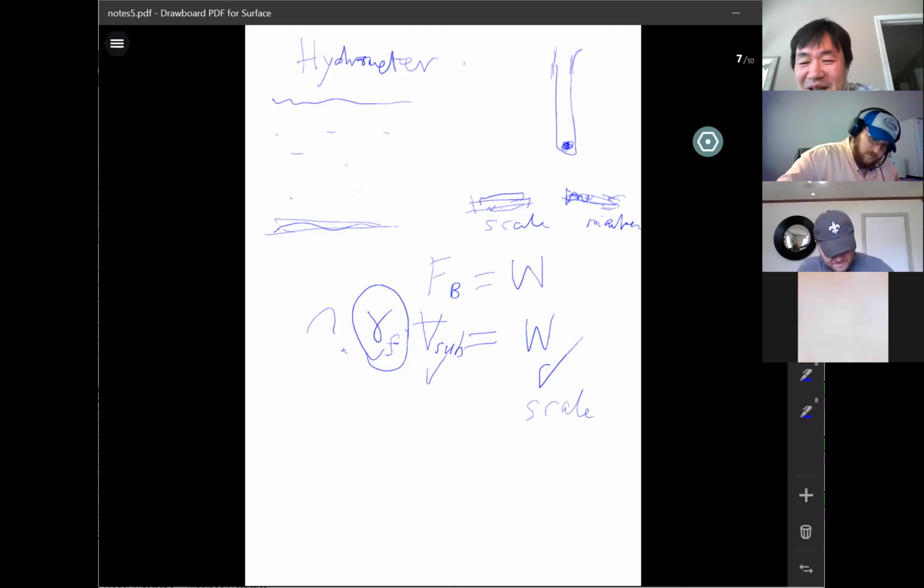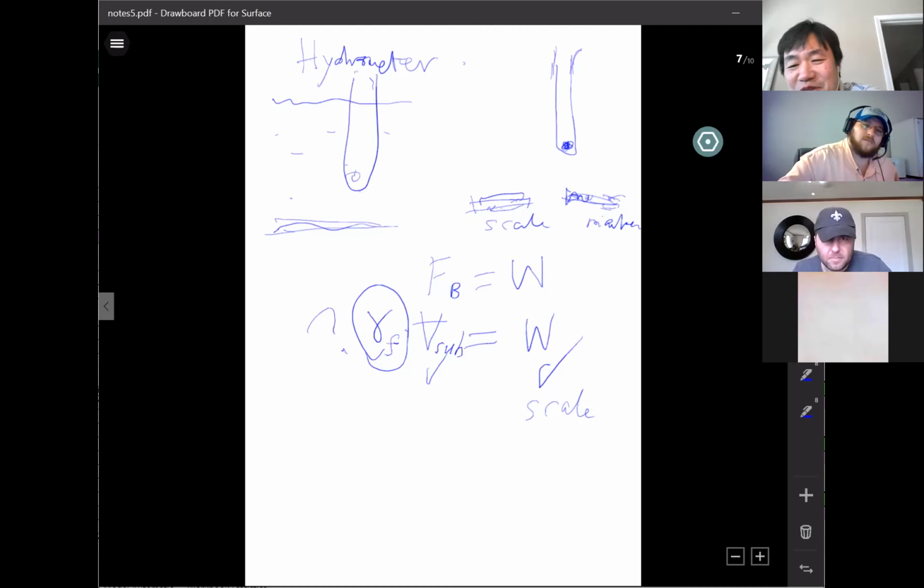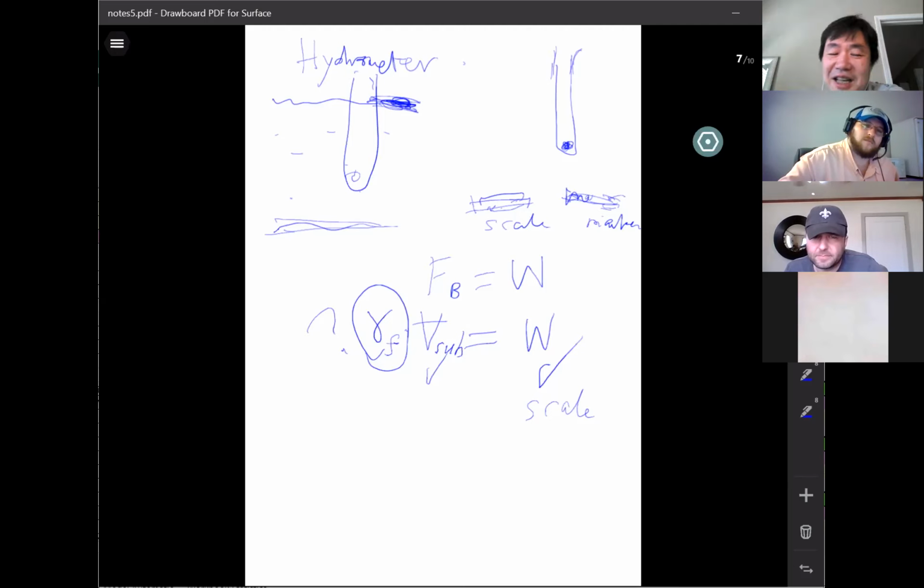I need the buoyancy force, right? It's the volume submerged. So how do I find out the volume submerged? Well, I just place this thing inside this unknown fluid. I use my marker here to mark the fluid line. Then I take the bottle out.